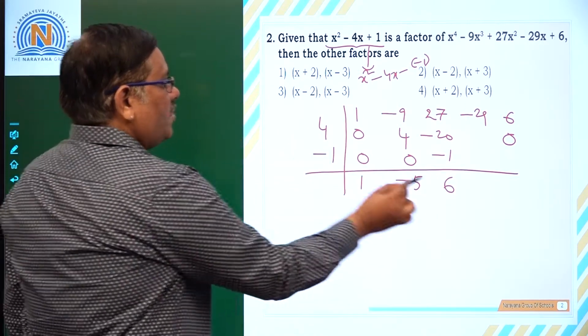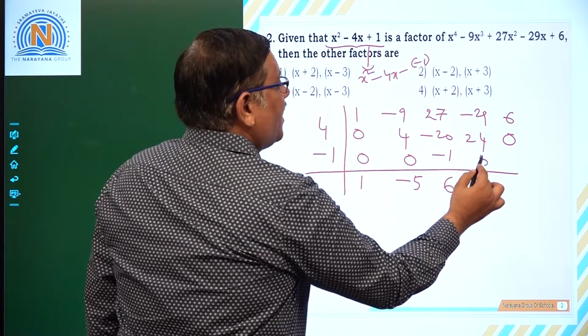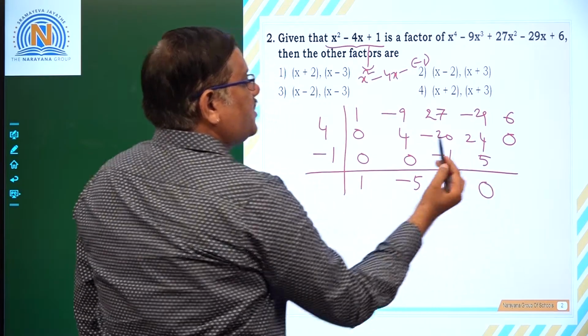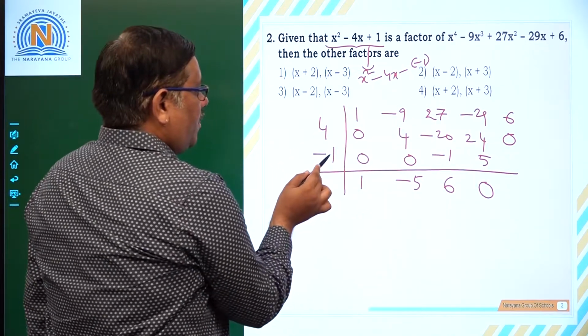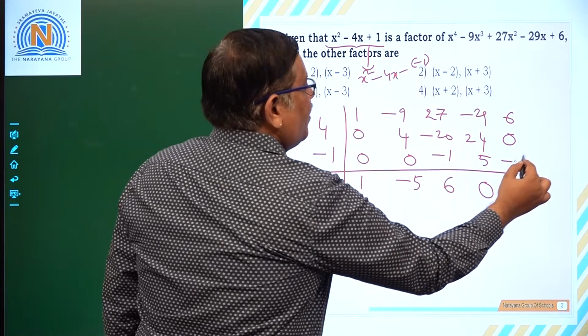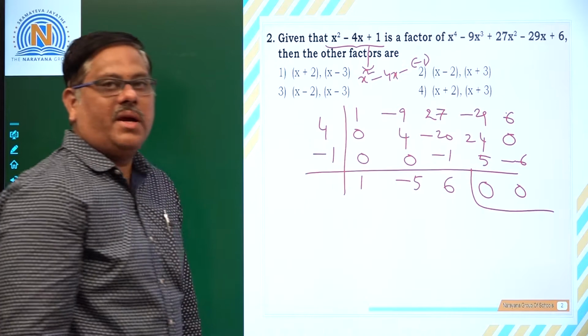Now, 4 into 6, 24. Next, minus 1 into minus 5 plus 5. You observe here the remainder is 0. Next, here already 0 we are placing. Now, minus 1 times 6, that is minus 6. Here also the remainder is 0. So, this entire term will become the remainder.